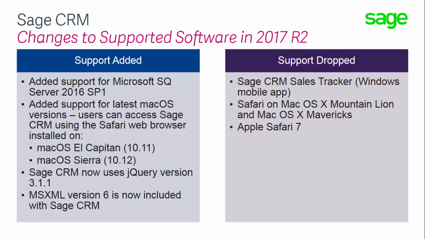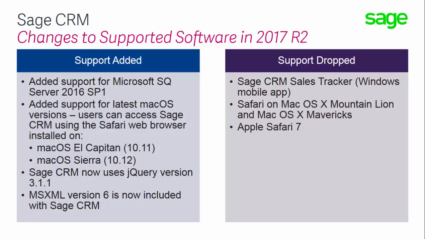There are some additional changes in Sage CRM 2017 R2, and so we've added some support for Microsoft SQL Server 2016 SP1, and we've added support for the latest Mac OS versions, whether that's Safari on El Capitan or on Sierra, and we've updated some of the libraries that we use. So we're now using jQuery version 3.1.1 and MSXML version 6 is now included within Sage CRM.